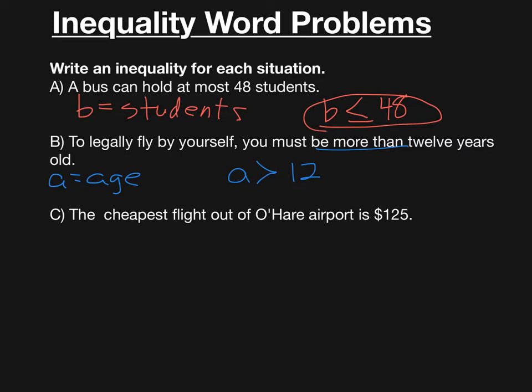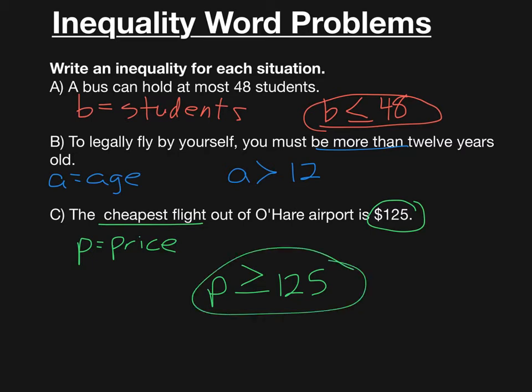In our last example, example C, it says that the cheapest flight out of O'Hare Airport is $125. So we're talking about the price of a flight. Let's use P for that. P equals the price of a flight. Now it says that $125 is the cheapest flight. So the price of any flight compared to $125, it's not going to be less than $125. It can't be any cheaper than that. It could be equal to it because it does say that's the cheapest. So that exists. Or it could be more. So P is greater than or equal to 125.